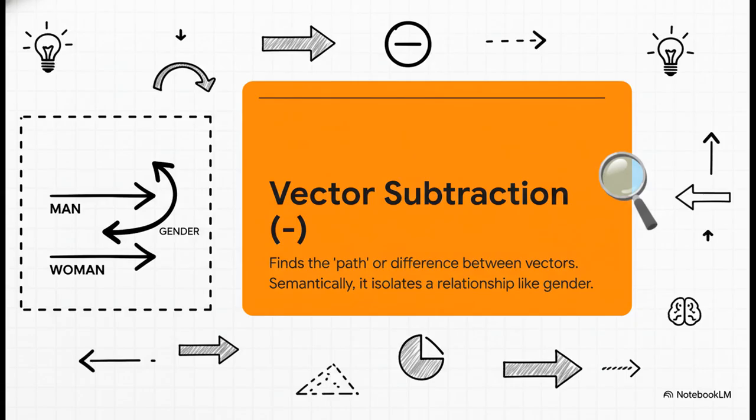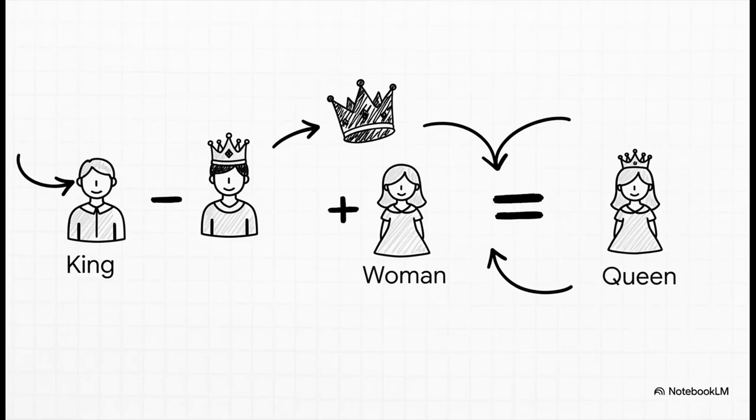It's not really about removing a word. It's about isolating a relationship. It's like finding the path between two ideas. So, for example, the path from man to woman is basically the concept of gender. And this is how we crack that puzzle from the very beginning.